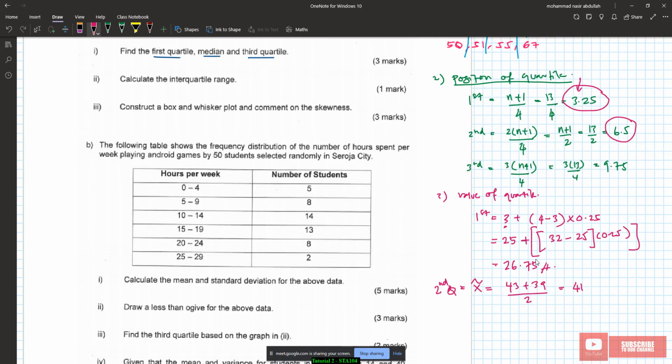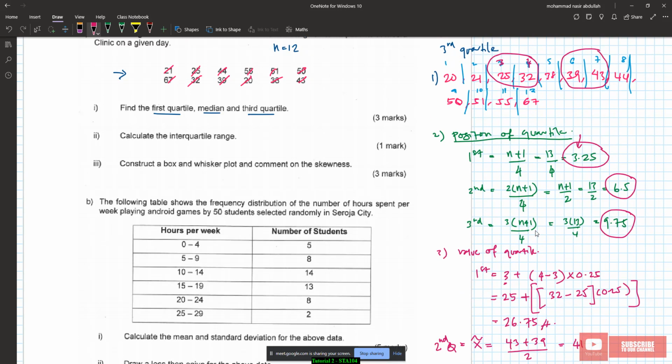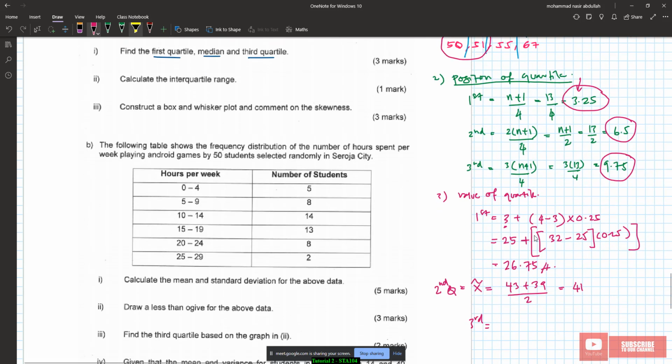And for the third quartile, position is at 9.75. 9.75 is between 9 and 10, between 50 and 51. So same concept as calculation for quartile number 1. Same concept. Apa yang kita buat? Kita ambil 9 plus 10 minus 9 multiply with 0.75. Means that we're going to take 75% between this range. So this one should be 50 plus 51 minus 50, right? Multiply with 0.75. So this one should be equal to how much? 50.75.